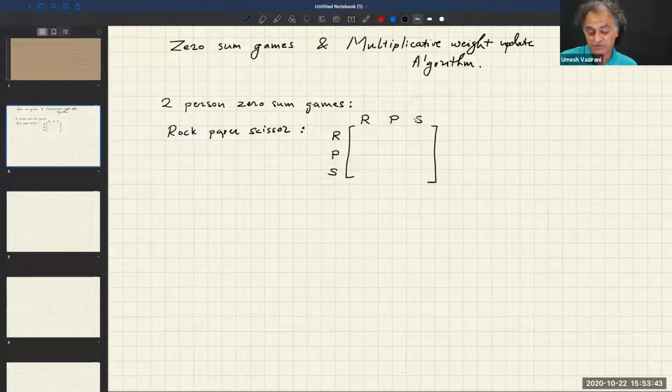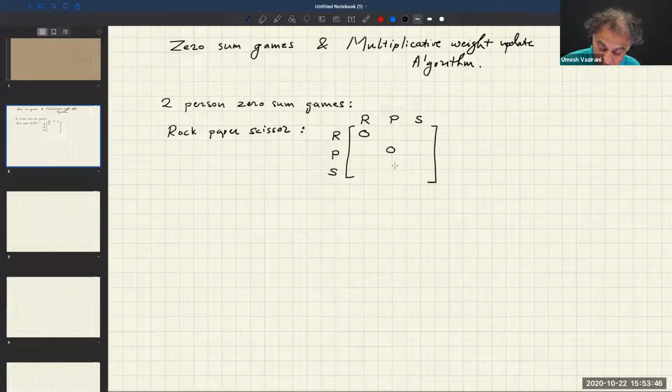And then if both of you play the same move, then the payoff is 0. If you play rock and your opponent plays paper, then you get a payoff of -1, meaning you lose. If you play rock and your opponent plays scissors, then you win. Paper versus rock, you win. Paper versus scissors, you lose. Scissors versus rock, you lose. Scissors versus paper, you win.